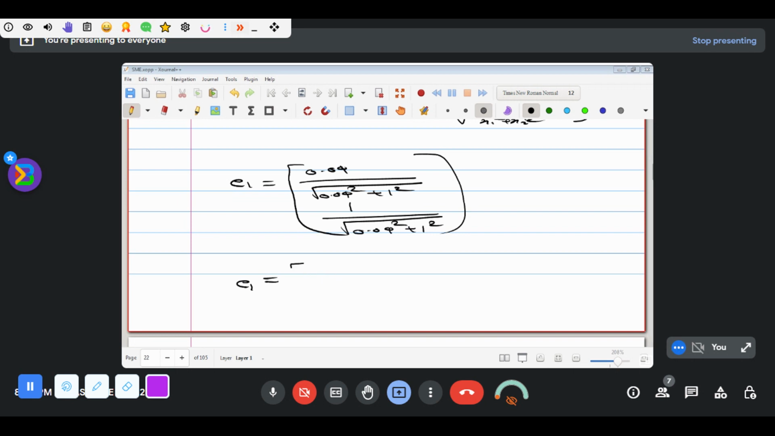Please complete the calculation and tell me. It is just a calculation part. Has anybody completed the answer? Please tell me. Just use a scientific calculator, a very easy way.